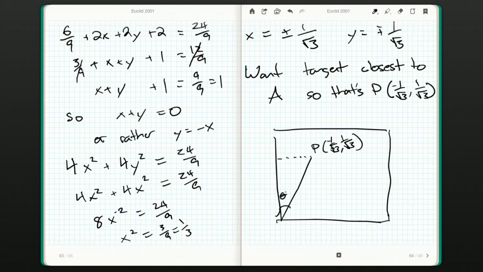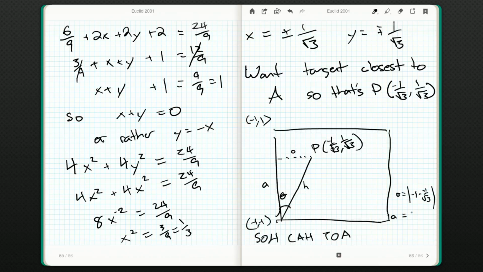And tangent of theta should be the, so here's our opposite, here's our hypotenuse, here's our adjacent, so we're going to use SOHCAHTOA. So the adjacent, because we're going down to negative 1, negative 1, so our opposite should be the absolute value of negative 1 minus negative 1 over root 3. And our adjacent should be 1 plus 1 over root 3.